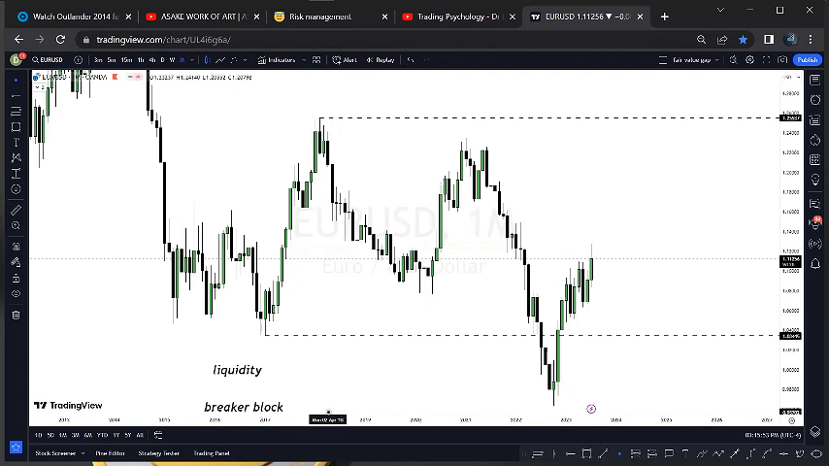All right. So now we have different PDRAs that you are going to look for inside here. Back to what I said, your resistance and your support are external liquidity. Any liquidity above here and any liquidity below here is external. It's outside this range. That's what makes it external.